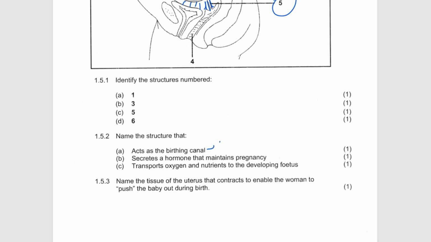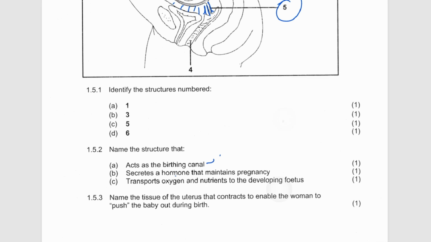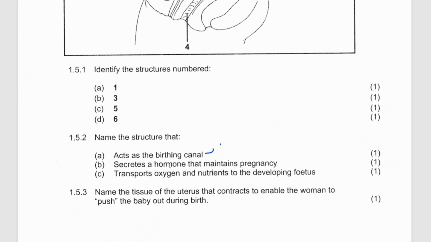And then they're saying secrete the hormone that maintains pregnancy. We call it the placenta. Remember we said yesterday that the placenta takes over the function of the corpus luteum before 12 weeks, but after 12 weeks, the placenta is the one being used. So the corpus luteum produces progesterone from the time it is formed until 12 weeks. After 12 weeks, it is the placenta which takes that function. So the answer here is the placenta, and you get the 1 mark there.